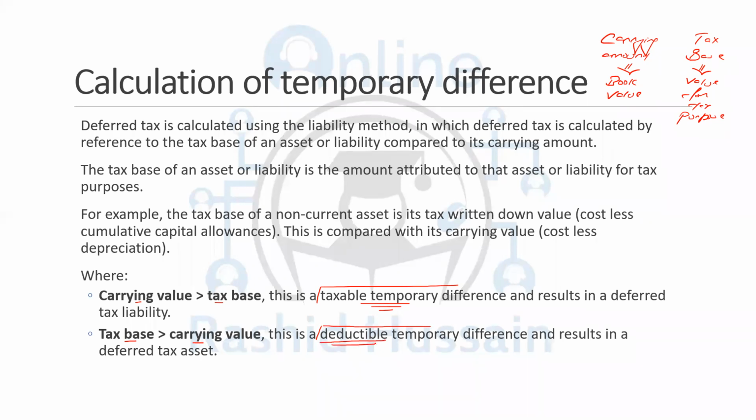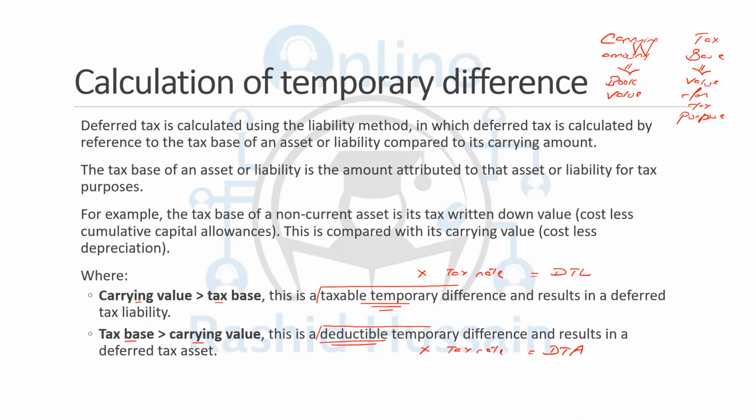Still, it's not the deferred tax asset or liability. You need to multiply it by the tax rate. When you get the taxable temporary difference, you multiply it by the tax rate, which is given in the exam question, and then you will get the deferred tax liability. Similarly, the deductible temporary difference is the case when the tax base is more than the carrying value, and then you multiply it by the tax rate, and you get the deferred tax asset.